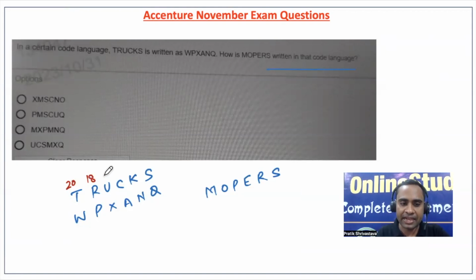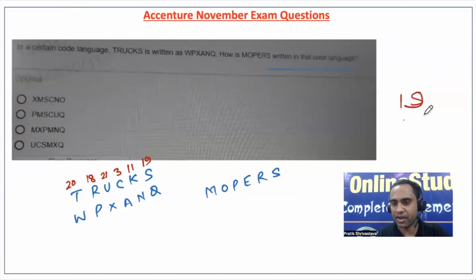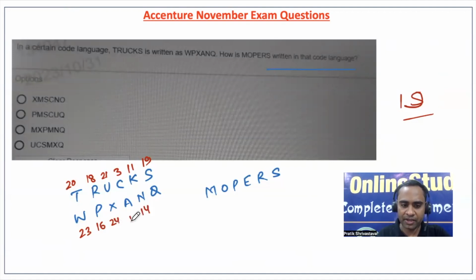T is 20, R is 18, U is 21, C is 3, K is 11, S is 19. So S you can write as 19. W, UVW, is 23, P is 16, X is 24, A is 1, N is 14, P is 16, and Q is 17. Now you see the first is plus 3, then minus 2, plus 3, minus 2, plus 3, minus 2. The same thing we have to do here.